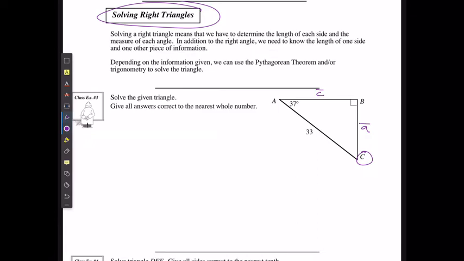Now, angle C is going to be the easiest one because all of the angles in here have to add up to 180, but if this is 90, then this angle and this angle have to add up to 90 degrees. So I'm going to say that angle C is going to be 90 minus 37 degrees, or angle C is going to equal 53 degrees.